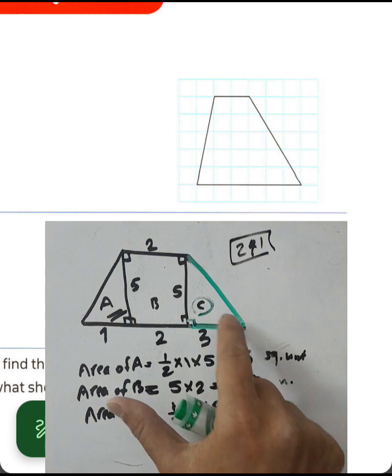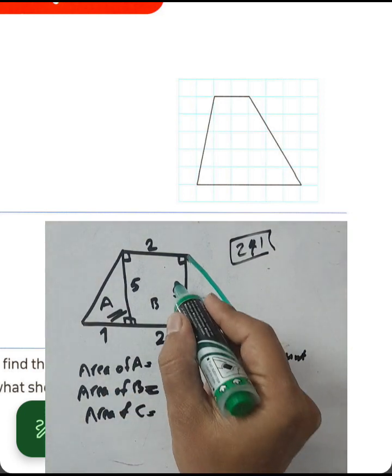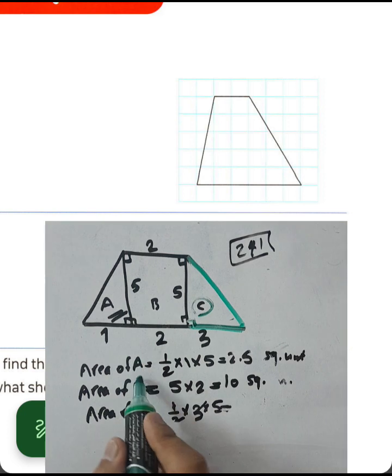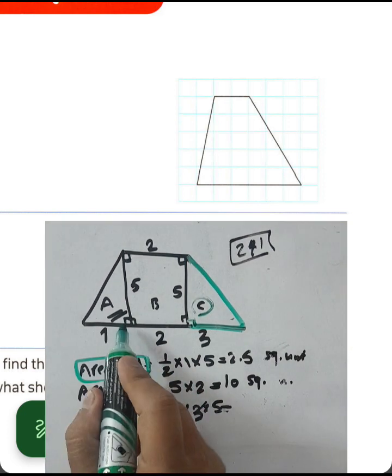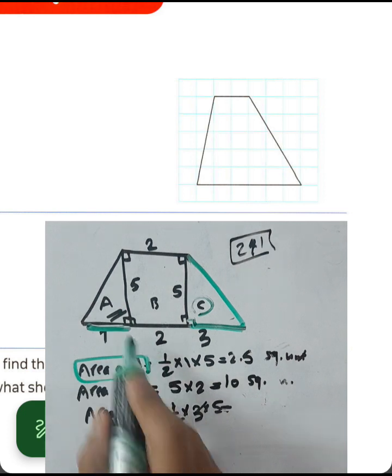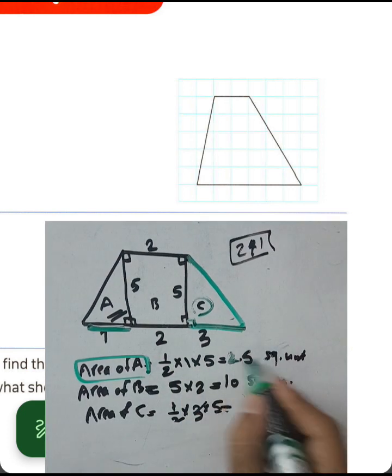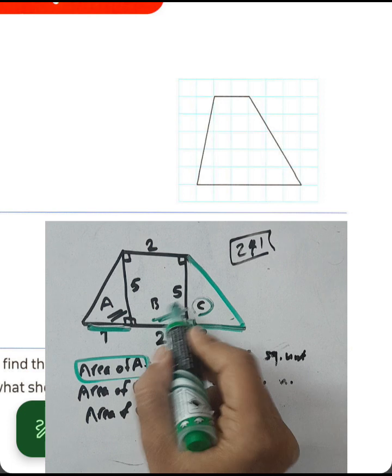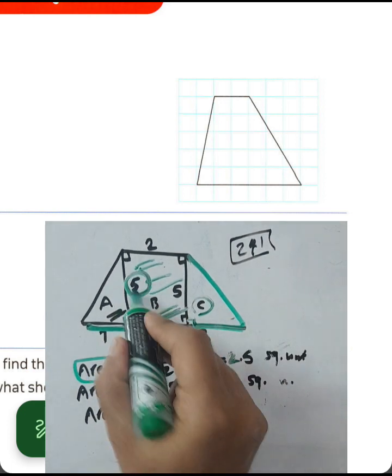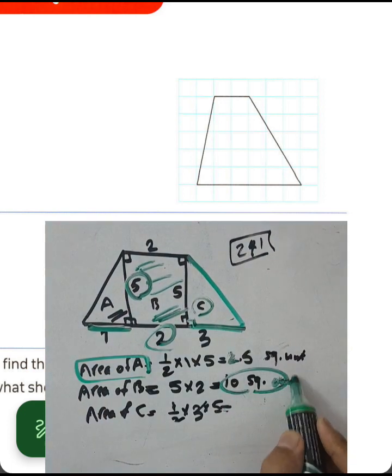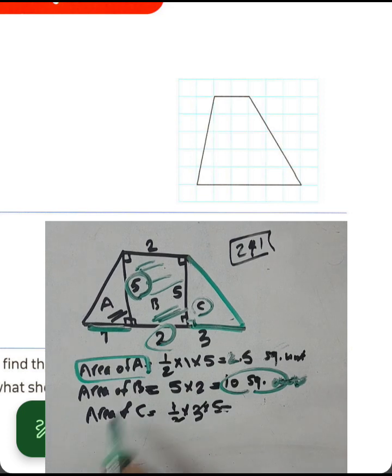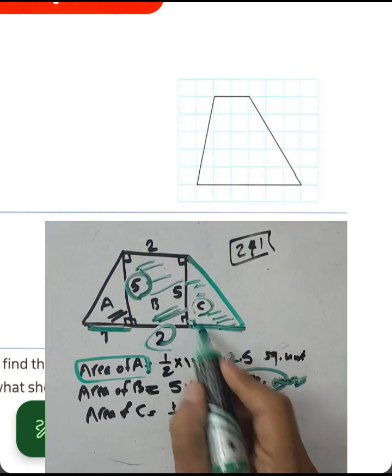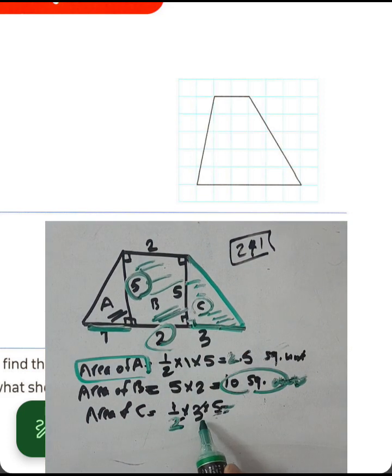The area of a triangle will be half times the base times the height. The area of the first triangle: half times the base, which was 1, and the height 5, will be 2.5 square units. The area of this rectangle will be 2 times 5 equals 10 square units. And the area of this triangle, letter C, will be half times 3 times 5; 3 times 5 equals 15, half of 15 is 7.5 square units.